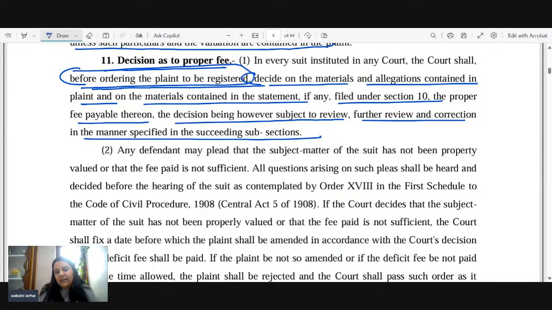Okay, see, if any filed under section 10. Section 10 में जो भी आप documents along with plaint file कर रहे हो, court will read those documents. Okay, after reading the documents, court will see whether the fee is correct or not, and then pass the order whether it should be registered or not. Now, suppose court has passed the order not to register it because fee is not appropriate. That order is subject to review, okay, and correction. उस order को review भी किया जा सकता है if you make an application and it can be corrected also. So this is the decision as to proper fee.